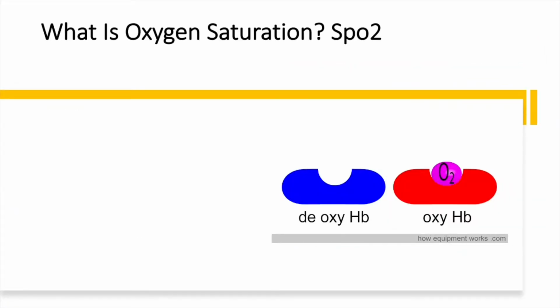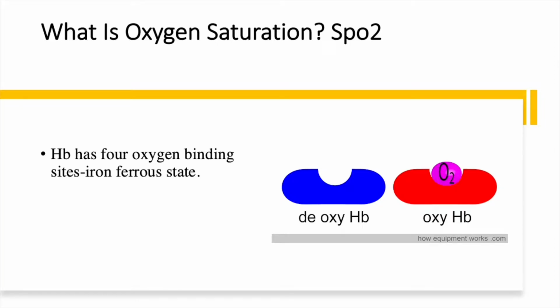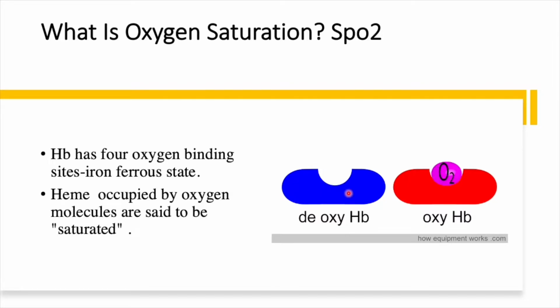Let us see what is oxygen saturation, commonly called as SpO2. In the picture we can see the hemoglobin molecule is represented. The red one is the oxyhemoglobin and the blue one is the deoxyhemoglobin. Hemoglobin molecule, the heme of the hemoglobin has ferrous ion and to this oxygen binds. There are 4 heme sites and so each hemoglobin molecule can carry 4 oxygen.